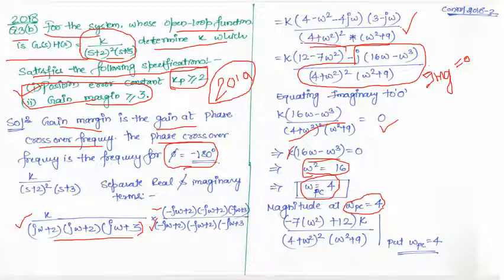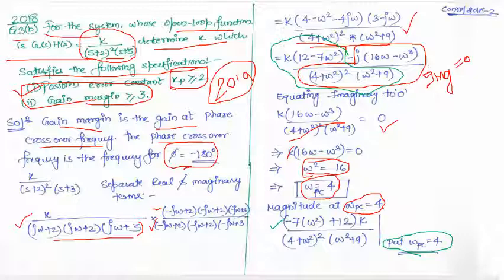So this is your real part. This part of the equation is your real part, considering the denominator also. In this part you need to substitute this omega as 4, which I have written here. For omega equal to 4 you are substituting now, and you need to equate with the gain margin.